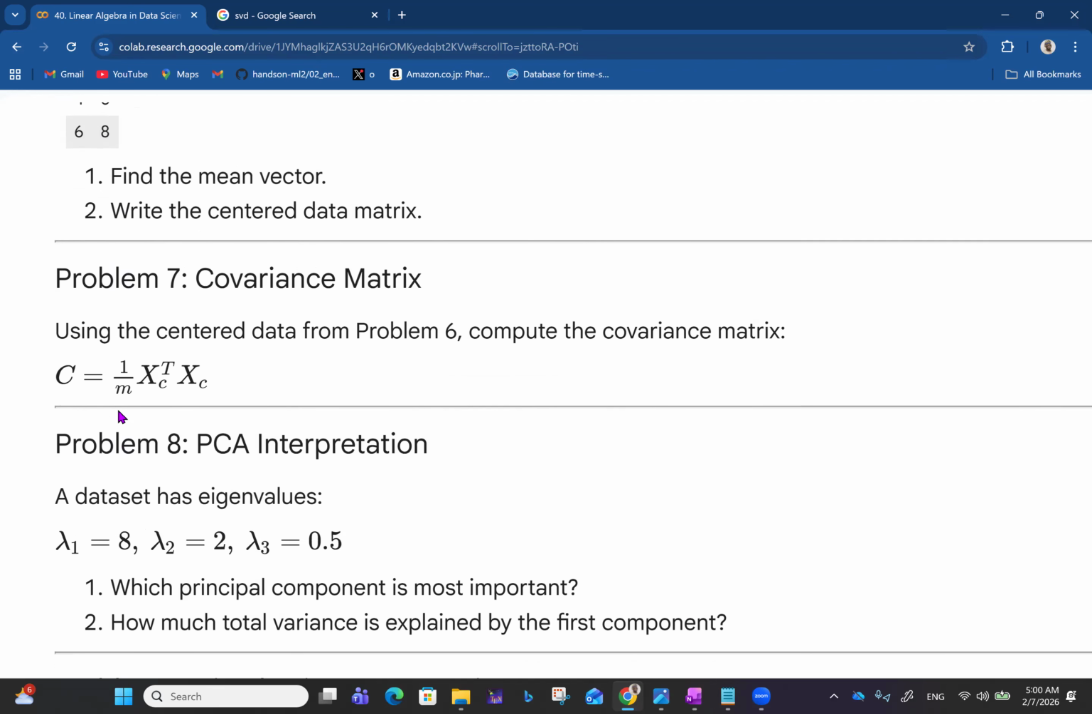Then 7, now, covariance matrix. Use the centered data from problem 6. Compute the covariance matrix using this formula right here. Then you have PCA interpretation.